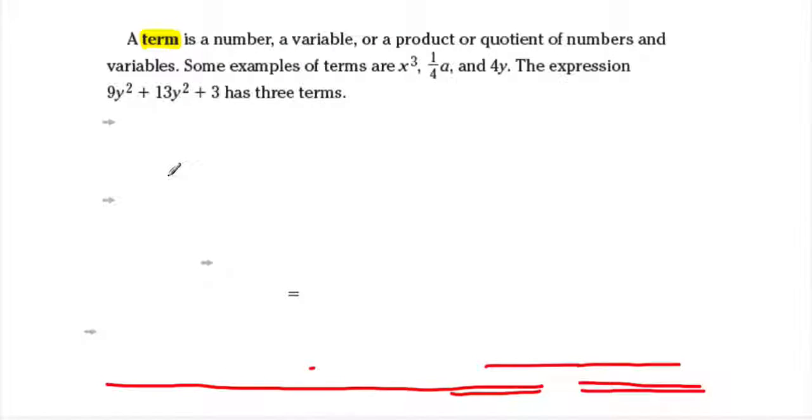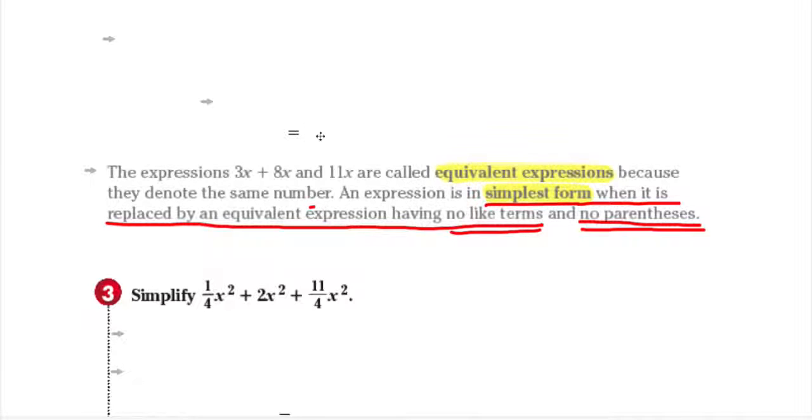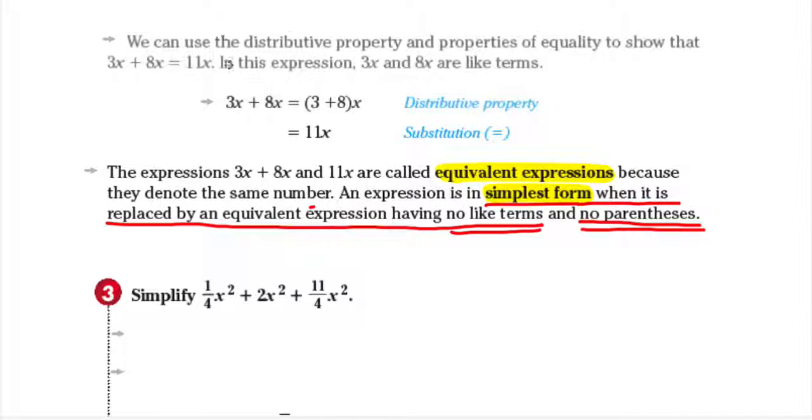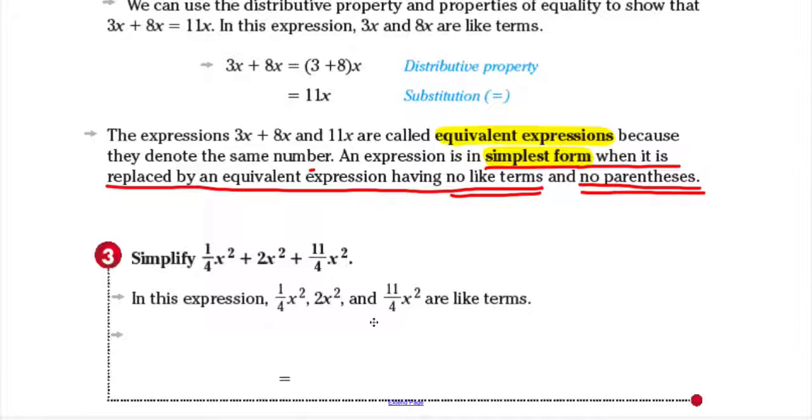So that's when an expression is in simplest form, which brings us to example number 3 back down here. In example number 3, you're asked to simplify 1/4 x squared plus 2x squared plus 11/4 x squared. If you notice, in this expression they are all like terms: 1/4 x squared, 2x squared, and 11/4 x squared are like terms simply because they have the same variable and their variables have the same exponents.